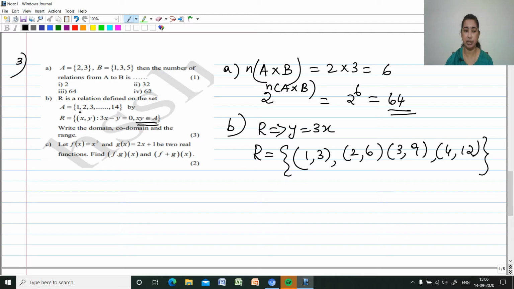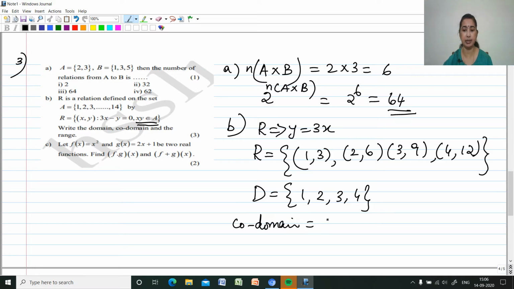A consists of elements from 1 to 14 only. 15 is not there in the set, so you cannot take that. So R consists of (1, 3), (2, 6), (3, 9), (4, 12). What about the domain? Domain is the first set elements coming in the relation. So 1, 2, 3, 4. Codomain means the second set, complete second set, which is 1, 2, 3, etc. 14. And what about the range? Range is the second set elements coming in the relation, that is 3, 6, 9, 12.